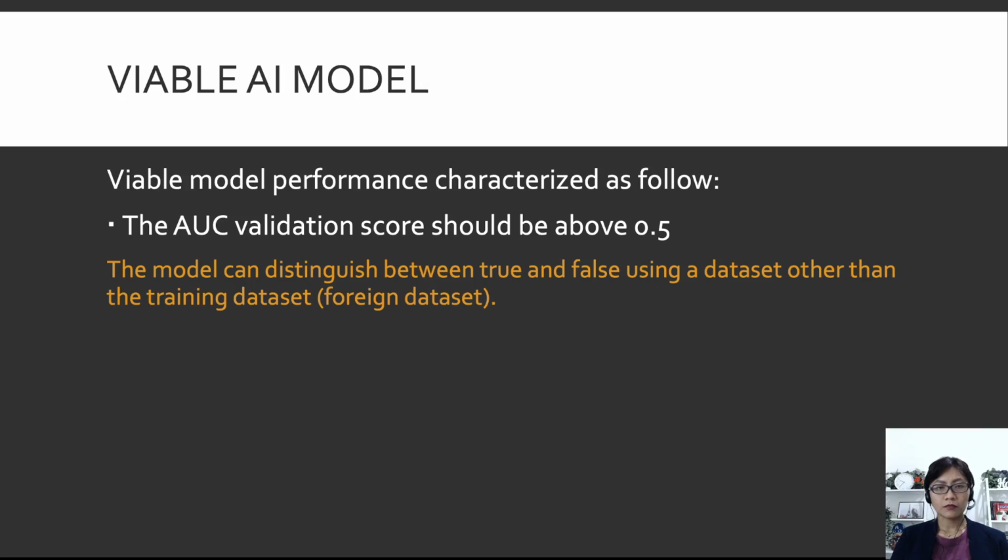Viable AI model. Viable model performance is characterized as follows. The area under the curve validation score should be above 0.5. The model can distinguish between true or false using datasets other than the training datasets.